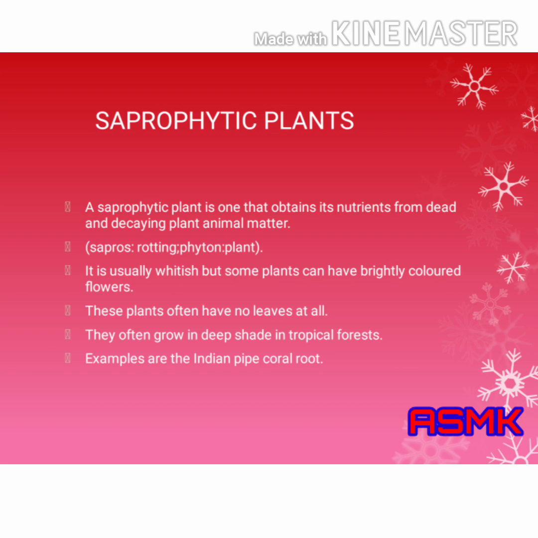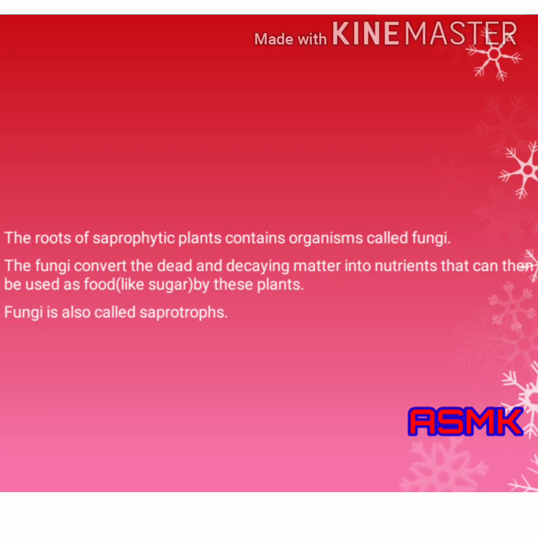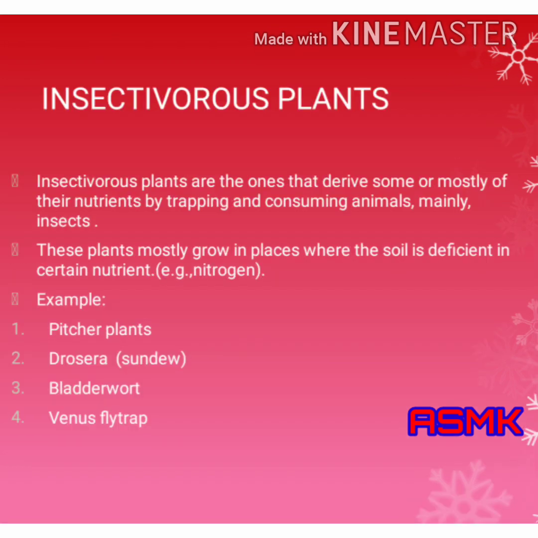They often grow in deep shade in tropical forests. Examples are the Indian pipe and coral root. The roots of saprophytic plants contain organisms called fungi. The fungi convert the dead and decaying matter into nutrients that can then be used as food, like sugar, by these plants. Fungi are also called saprotrophs.